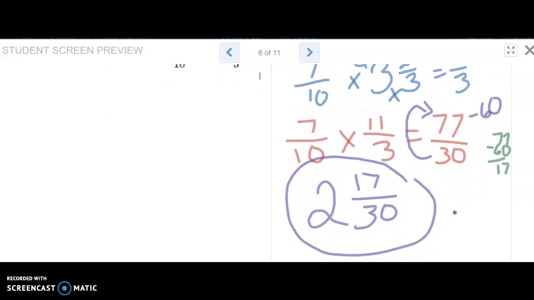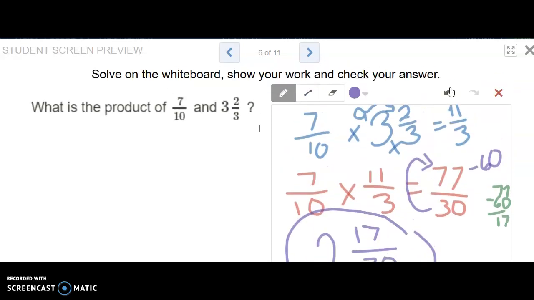If you did not get that, do you see where you made a miscalculation or an improper step and where you can fix that? Make sure you change that on your whiteboard.